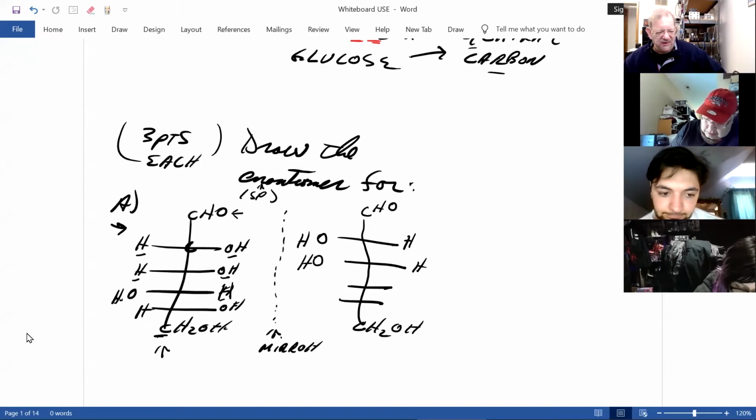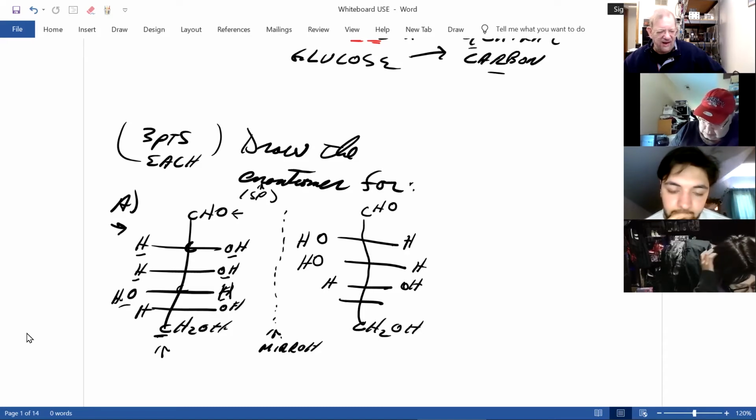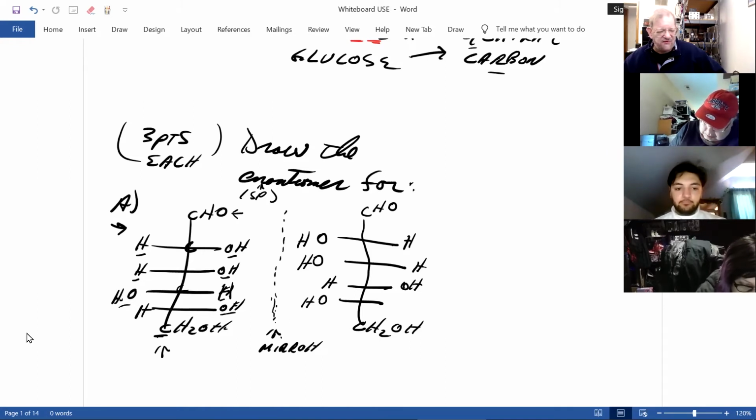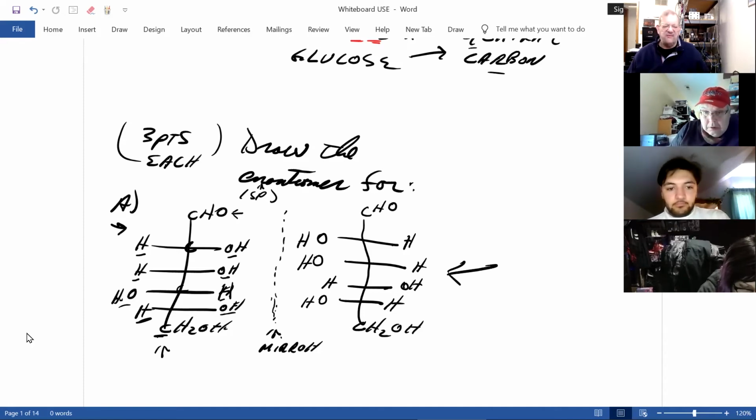What's close to the mirror? Hydrogen. What's farthest away on this carbon? Hydroxyl group. And the last one, what's close to the mirror? Here's my mirror. Hydroxyl group. What's farthest away? Hydrogen. And this is the answer. That's the enantiomer of glucose. It's a non-superimposable mirror image.